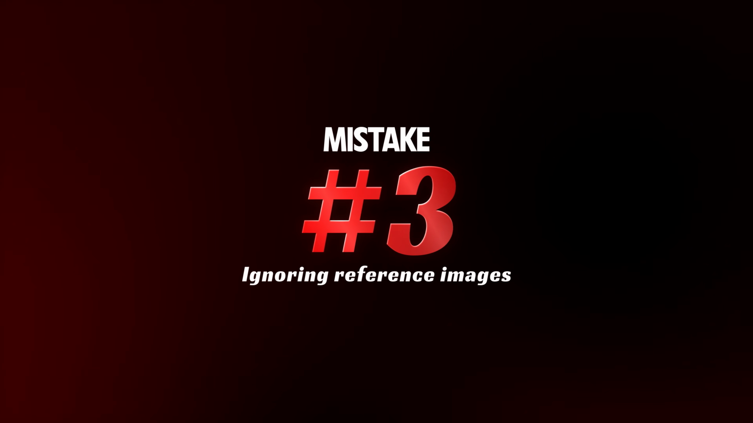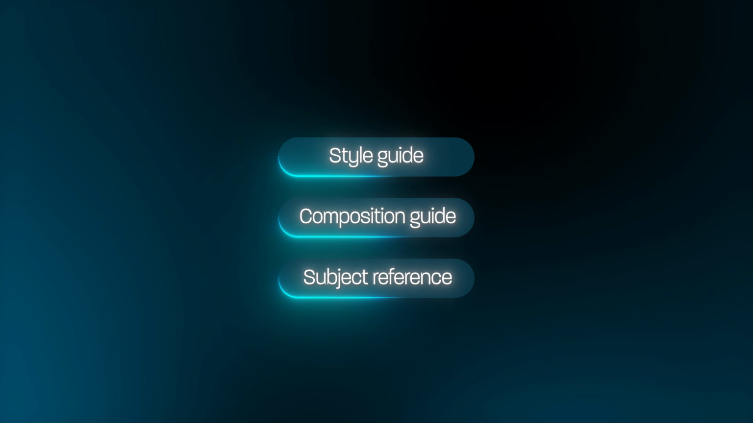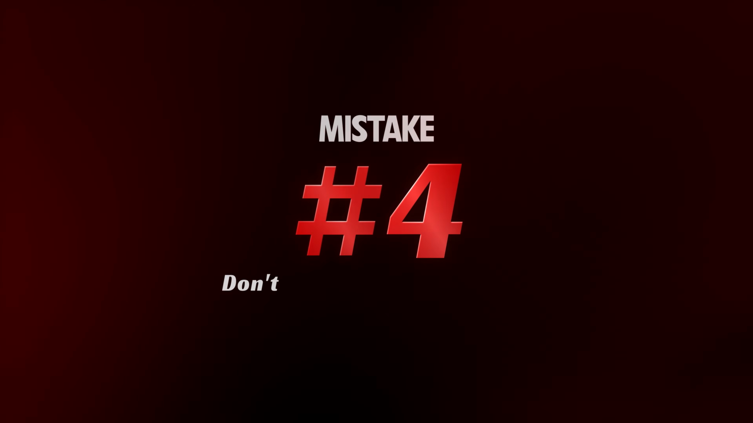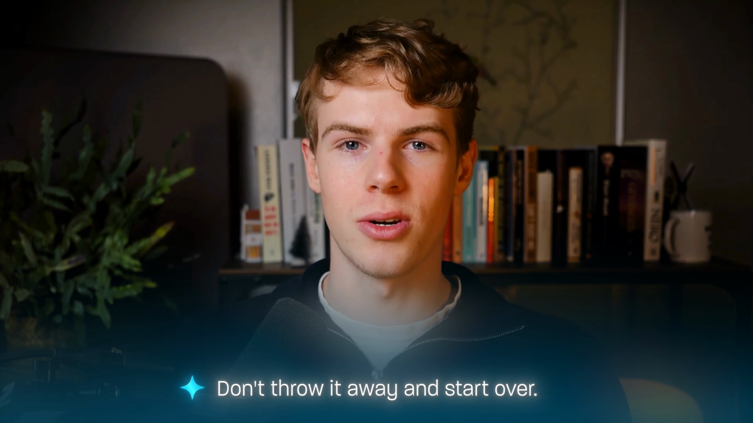Mistake 3 is ignoring reference images. OpenArt lets you upload a reference image as a style guide, a composition guide, or a subject reference. Most beginners type only text and never use visual inputs. A reference image cuts the number of generations needed in half because it shows the AI exactly what direction you're going. Mistake 4 is regenerating everything from scratch. If you got a generation that's 80% right, don't throw it away and start over. Use inpainting to fix the 20% that's wrong. This approach produces better results faster and uses fewer credits.